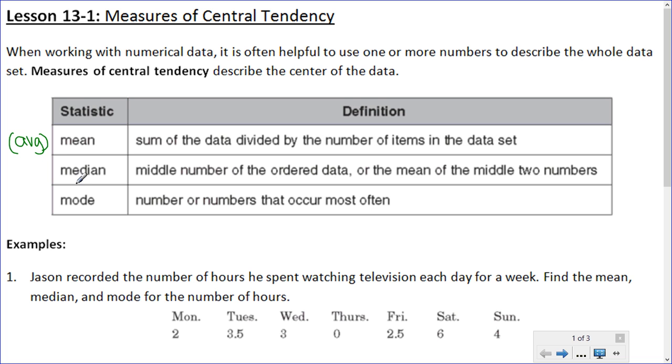The second one is the median. That is the middle number of the ordered data. So you would put the numbers in order and you'd find the one that's in the middle. Now if there's two numbers that are in the middle, then you would just take the mean or the average of those two numbers. And you will see this in a couple sets of data in this video. And then the last one is just the mode. That's the number or numbers that occur most often. So it's just the most common one.